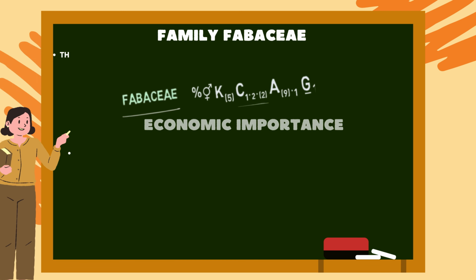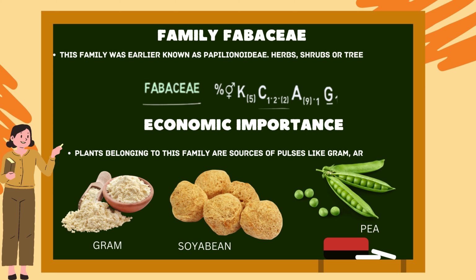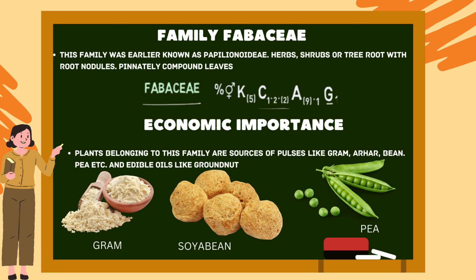Coming to the next topic, family Fabaceae. This family was earlier known as Papilionoideae. Herbs, shrubs or trees, roots with root nodules, pinnately compound leaves with reticulate venation. Economic importance of the family Fabaceae: plants belonging to this family are sources of pulses like gram, arhar, bean, pea, and edible oils like groundnut, soybean, etc.